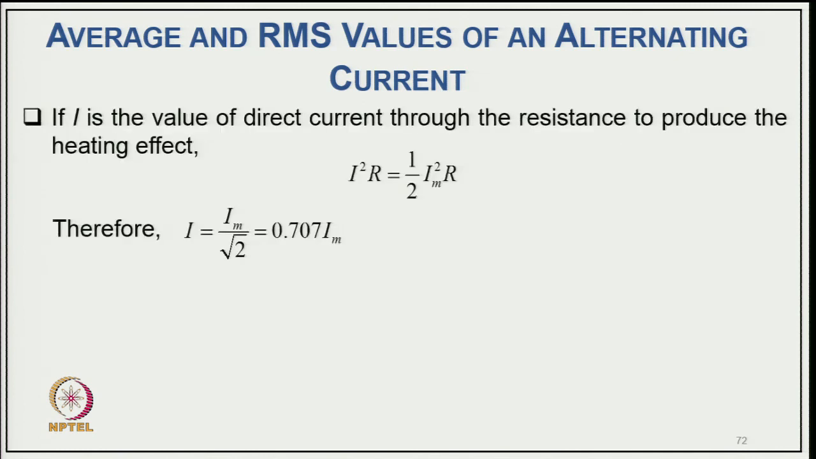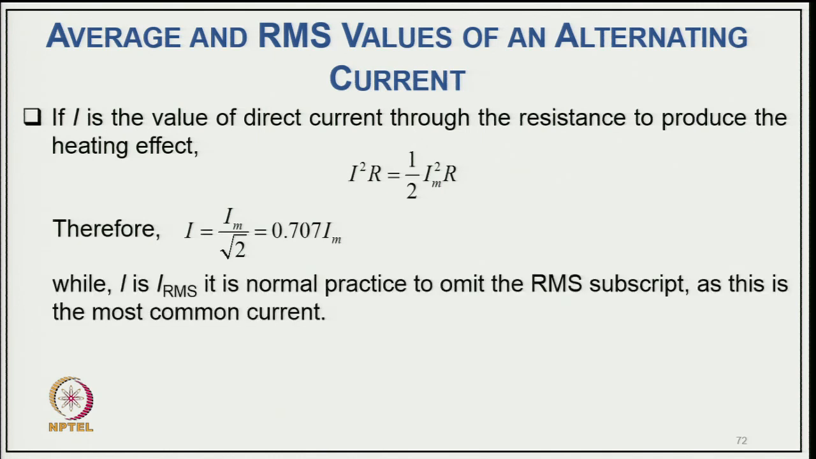So, if I is the value of direct current through the resistance to produce the heating effect, I squared R will be equal to half Im squared R, and therefore we can say I equal to Im upon root 2, or equal to 0.707 Im. While this is the I RMS, it is normal practice to omit the RMS subscript, and this is the most common current.